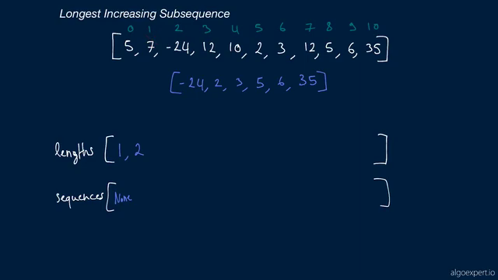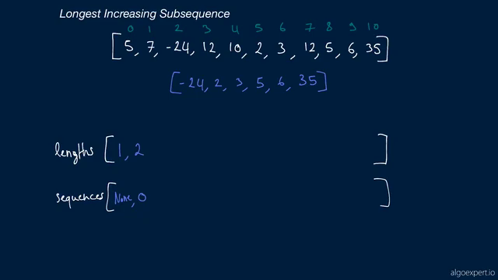Okay, so now what do we put in sequence at this index? Remember, this sequences array stores the index of the previous number, the number that comes before our given number. We said that 5 will come before 7 in this longest increasing subsequence of length 2, so here we can store the index 0. Now we move on to our negative 24, at index 2.